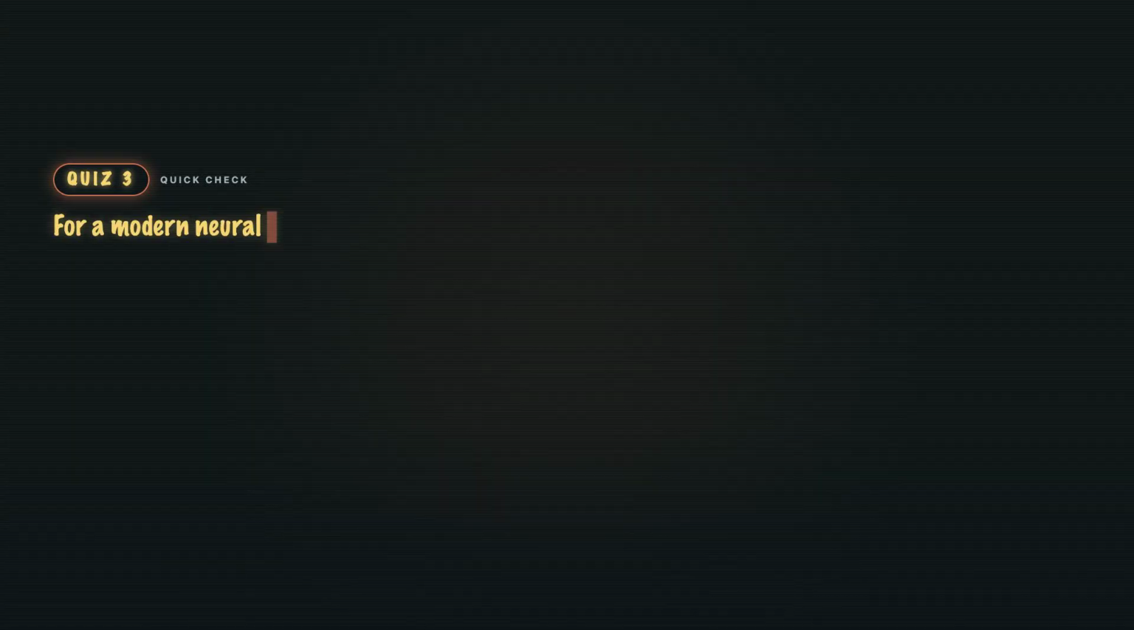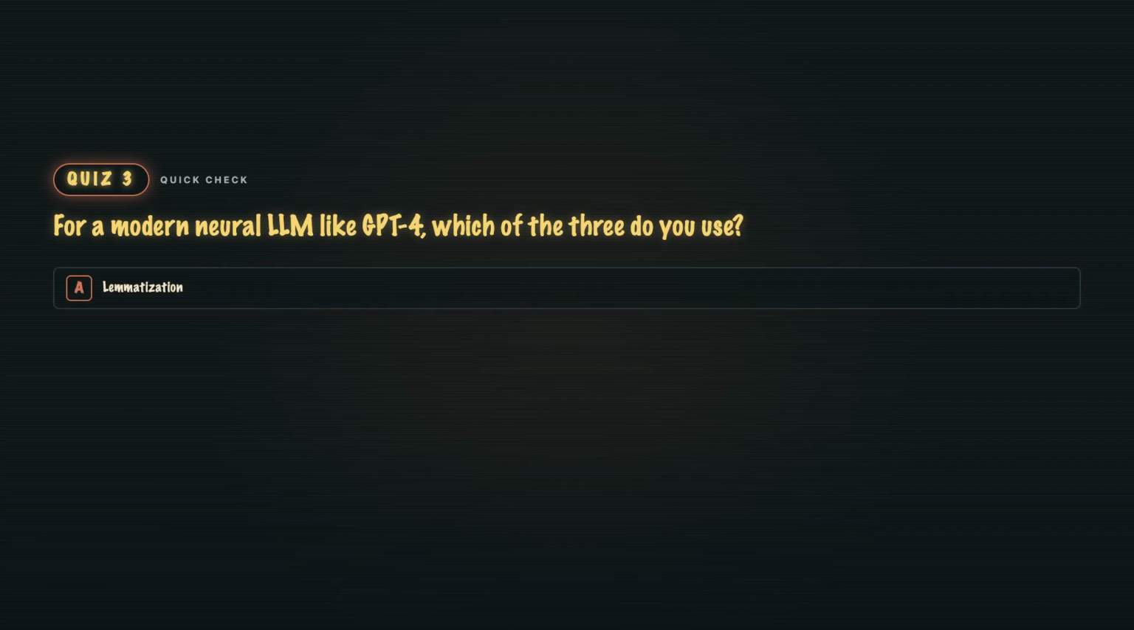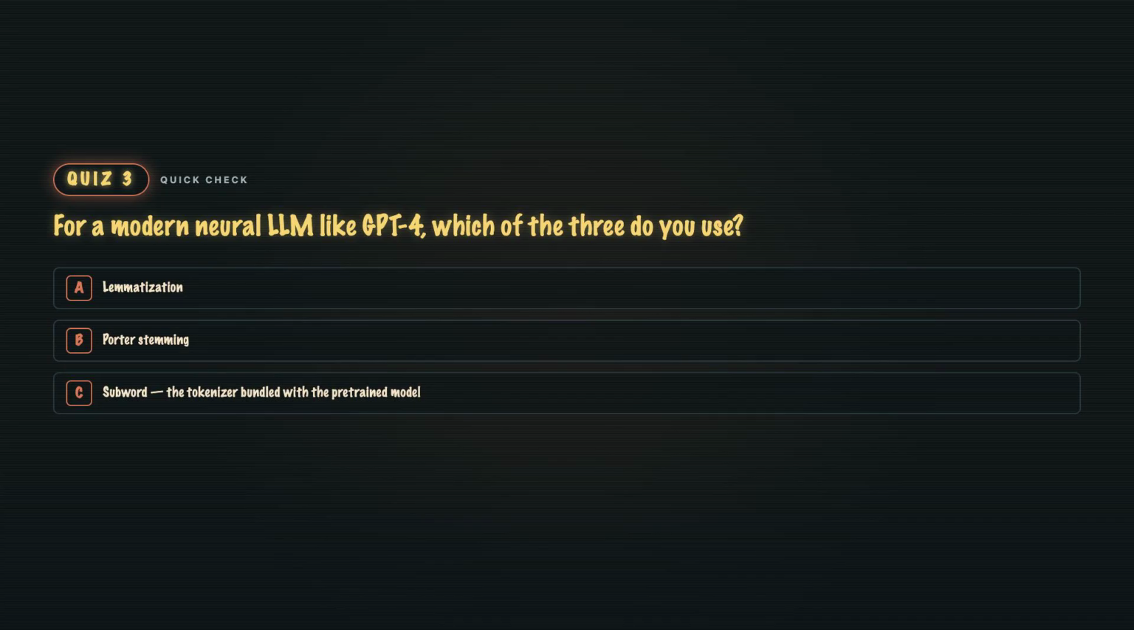Quiz 3. For a modern neural LLM like GPT-4, which do you use? A. Lemmatization. B. Porter stemming. C. Subword tokenization. The tokenizer bundled with the pre-trained model. Or D. All three, chained together.